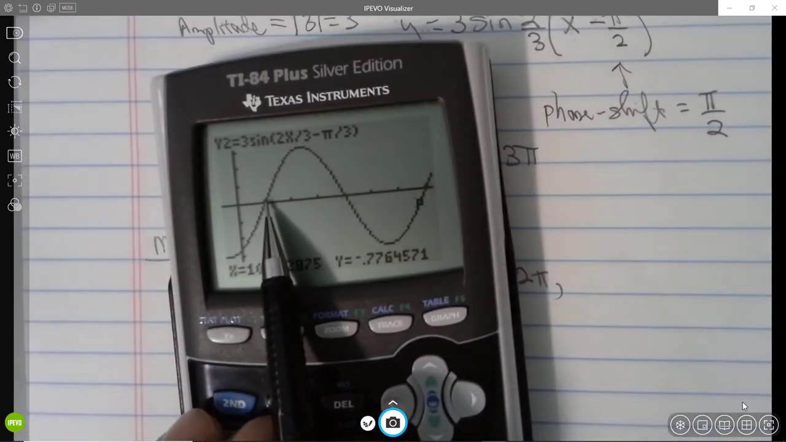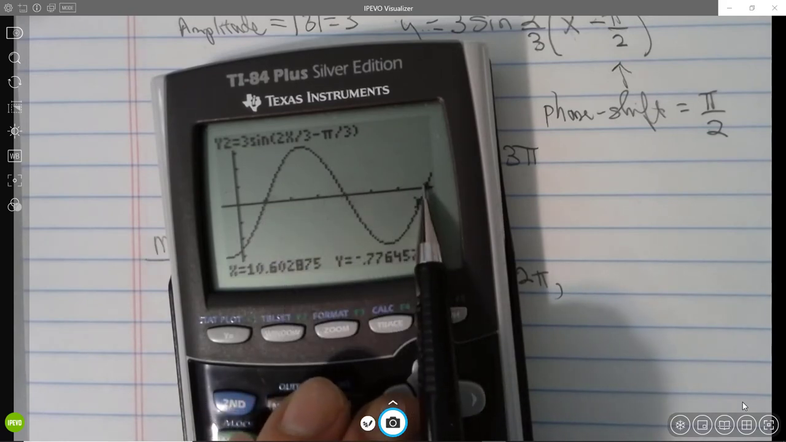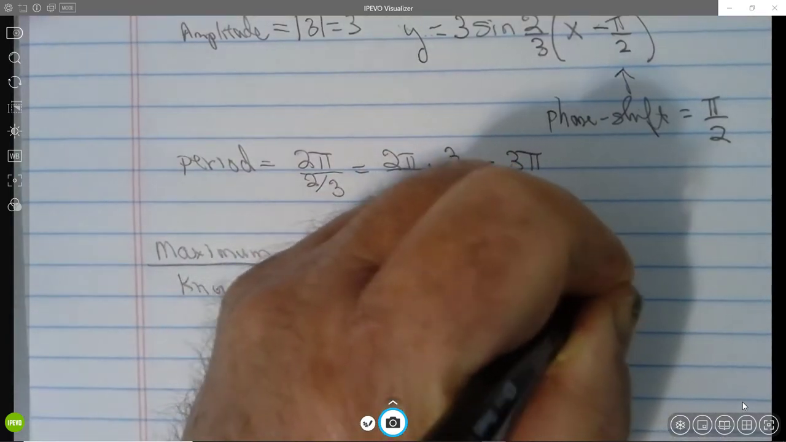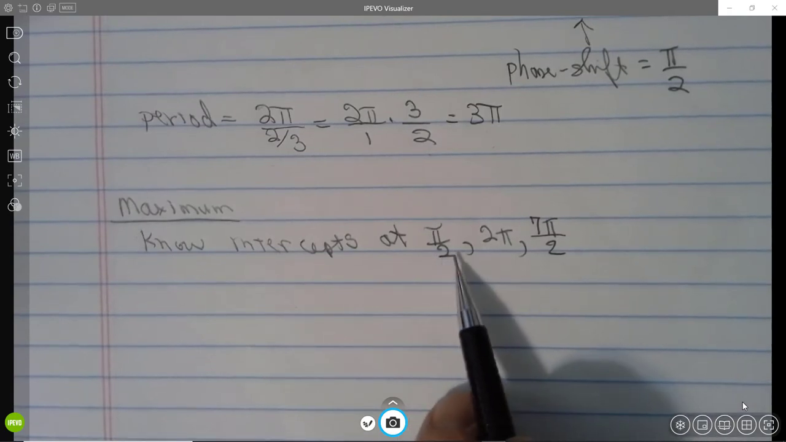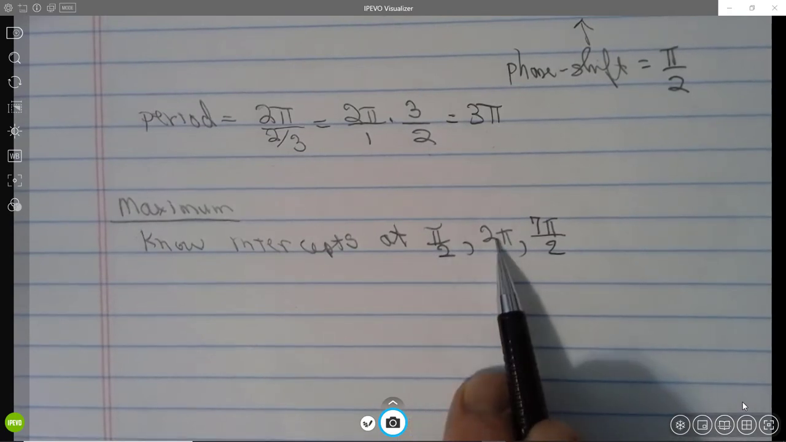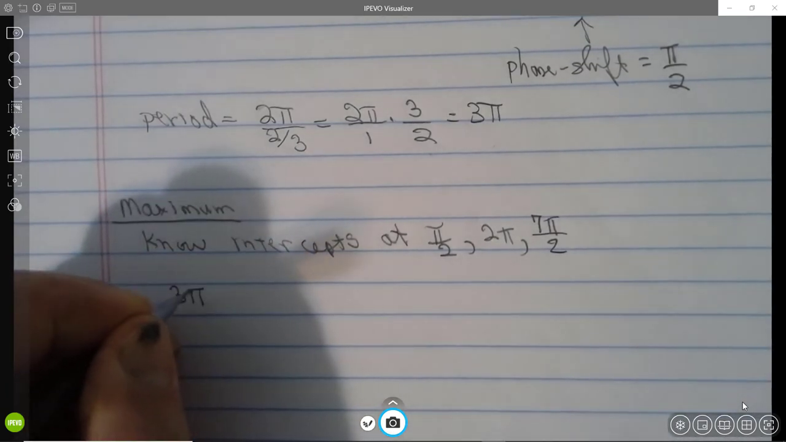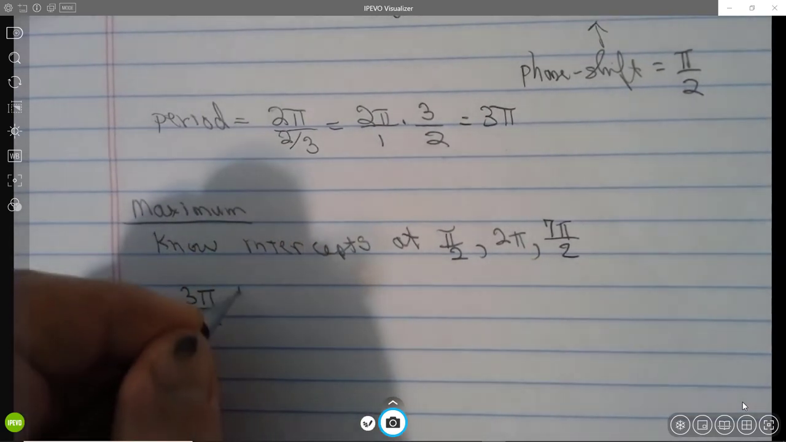So that's pi, 2 pi, 3 pi, and 1/2 pi. So 3.5 pi, which is 7 pi over 2. Now, you just notice that this is a distance. You add 1.5 pi to get from here to here, and you add 1.5 pi to get from here to here. 1.5 pi is 3/2 pi. So that's the distance between intercepts.